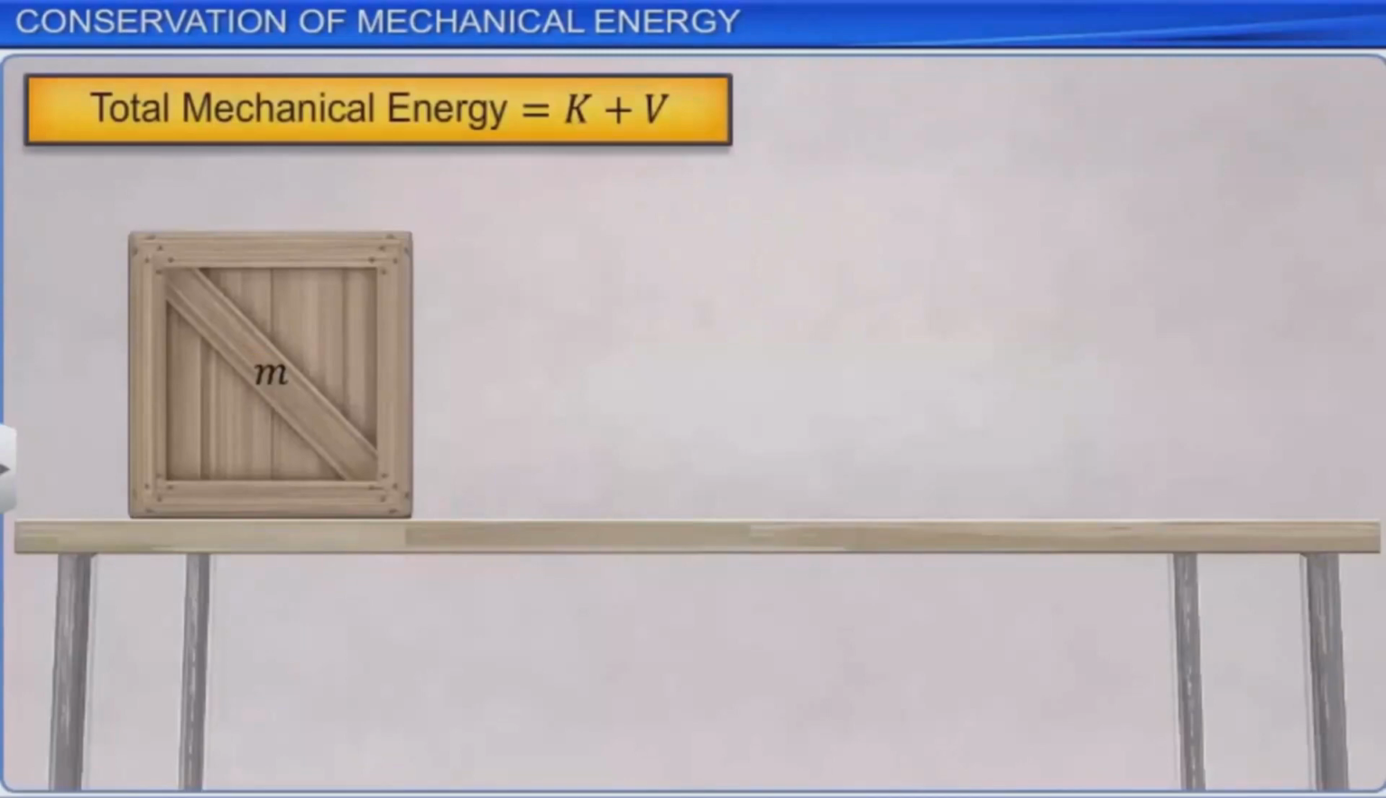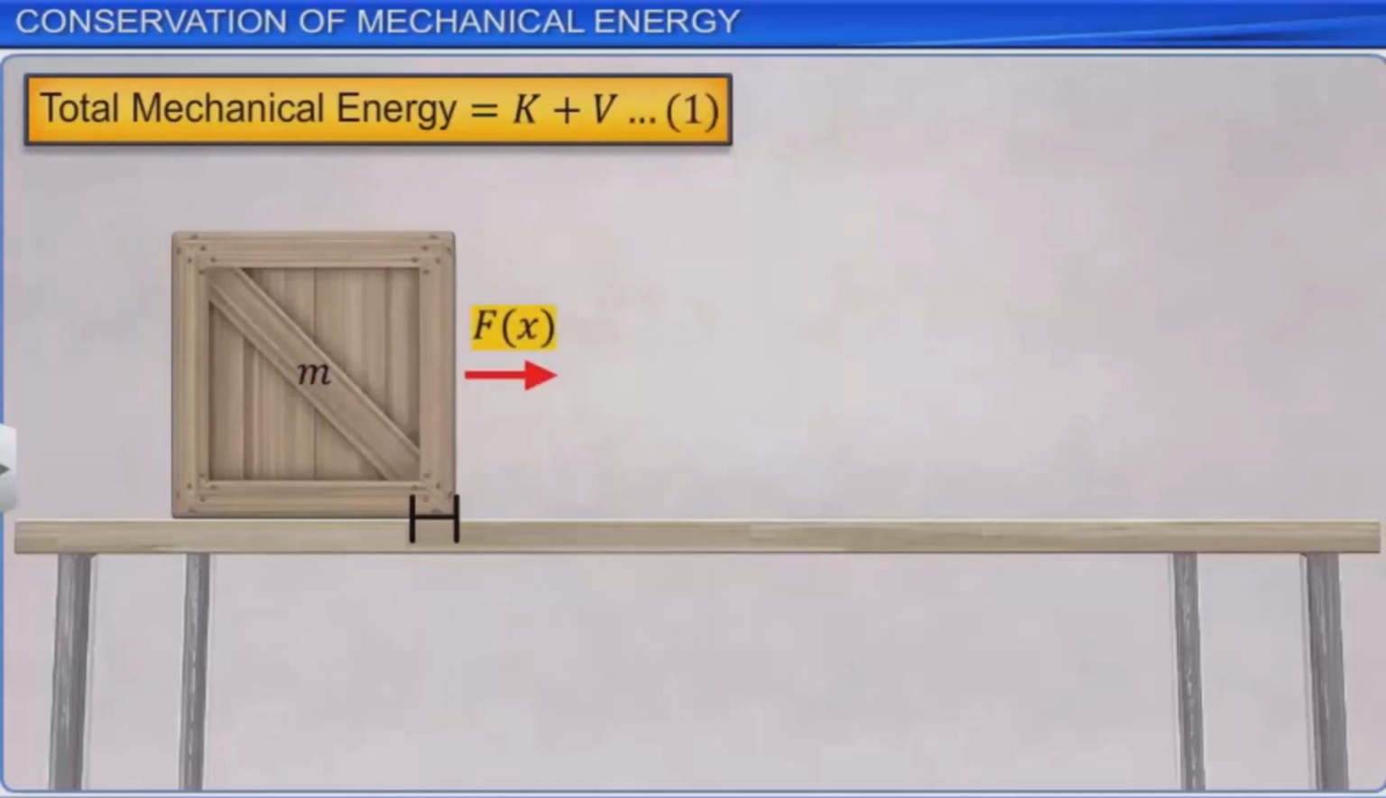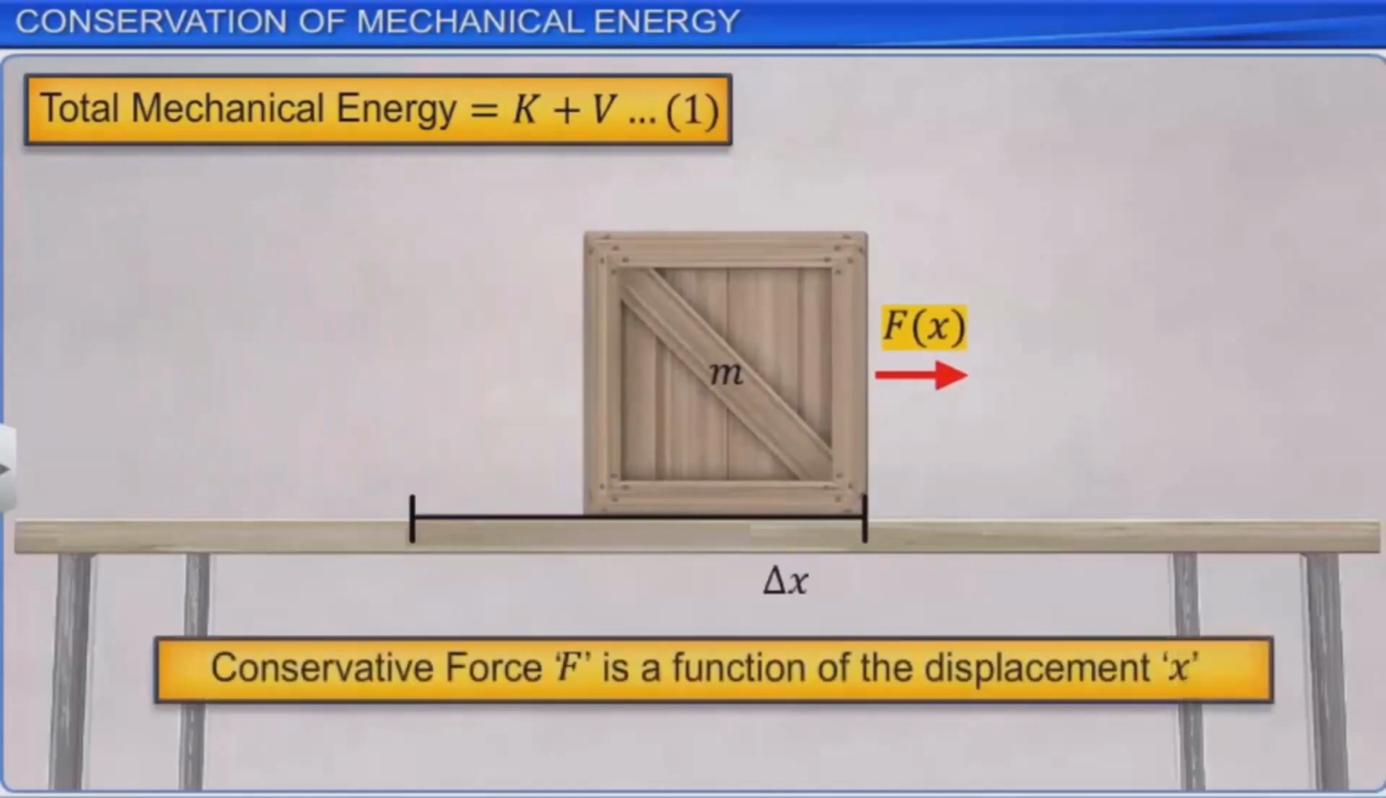Consider a body of mass M. The sum of kinetic energy K and potential energy V possessed by the body is called the total mechanical energy of the body. Let this be equation 1.